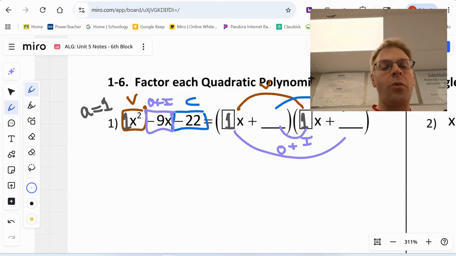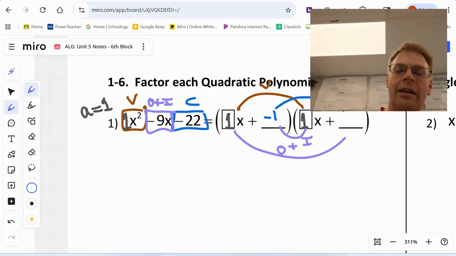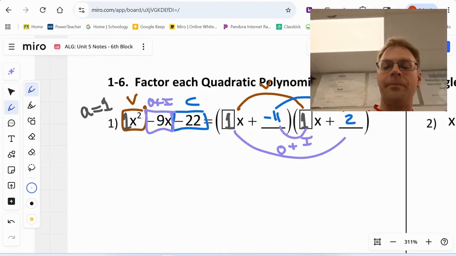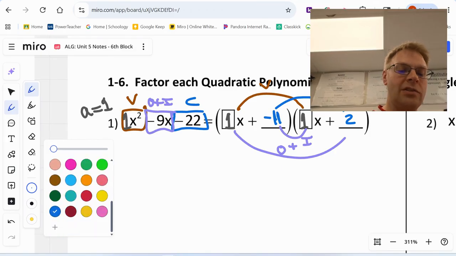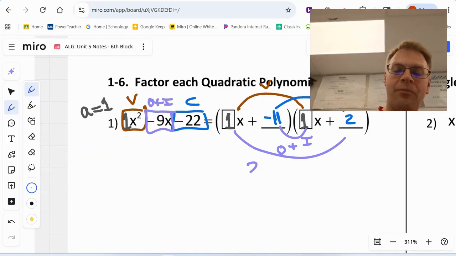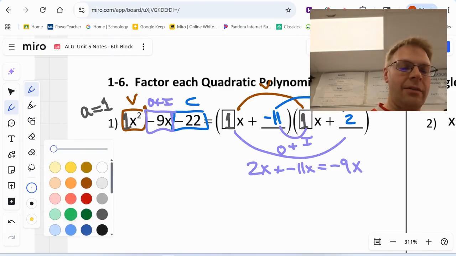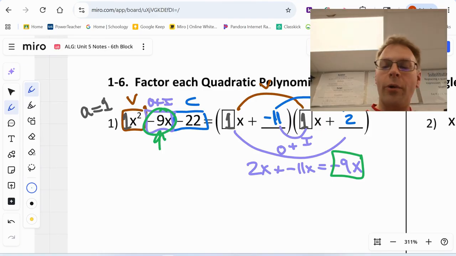We still need 1 and 1, but I don't know. Let's just maybe try negative 11 and positive 2, right? Those are numbers that will also multiply to negative 22. So what are we going to do here? So now let's check it. 2x plus negative 11x. Oh, and there we go. Look at that. We got negative 9x, and that is exactly what we were looking for.